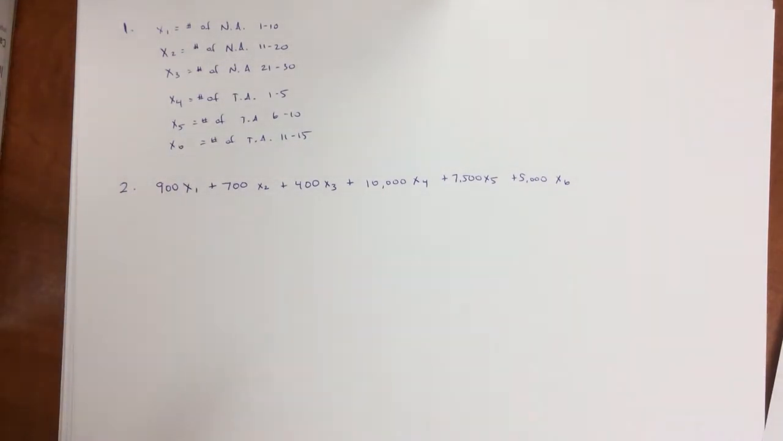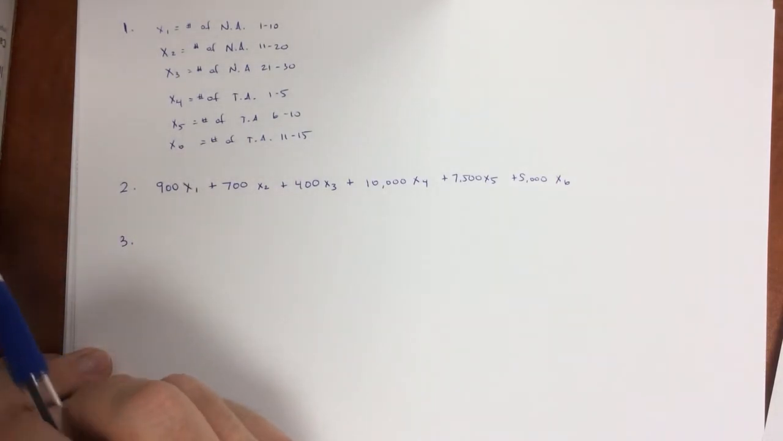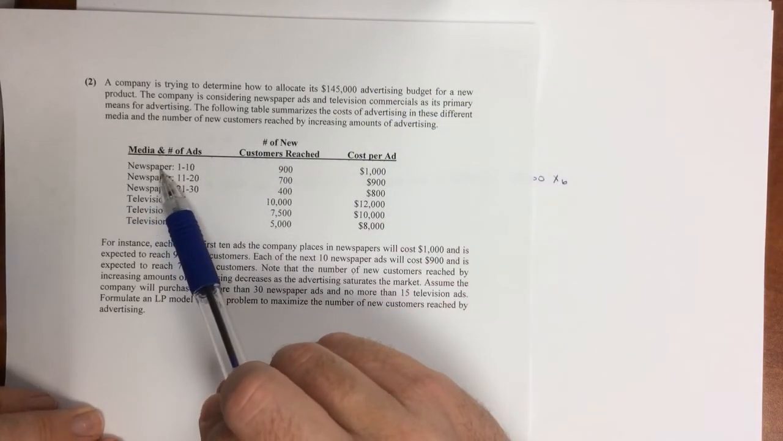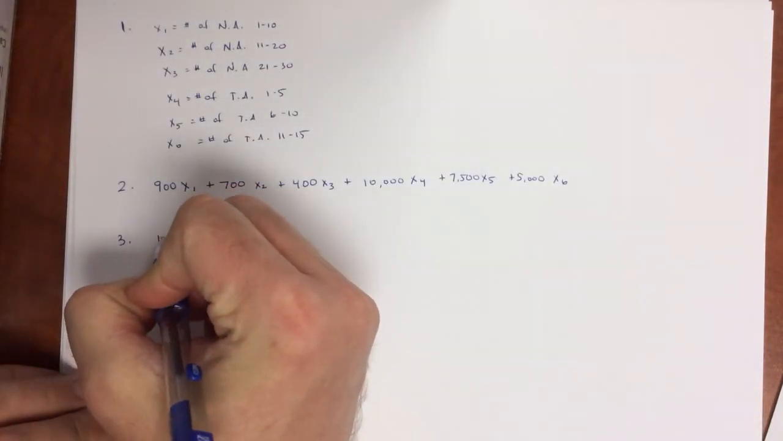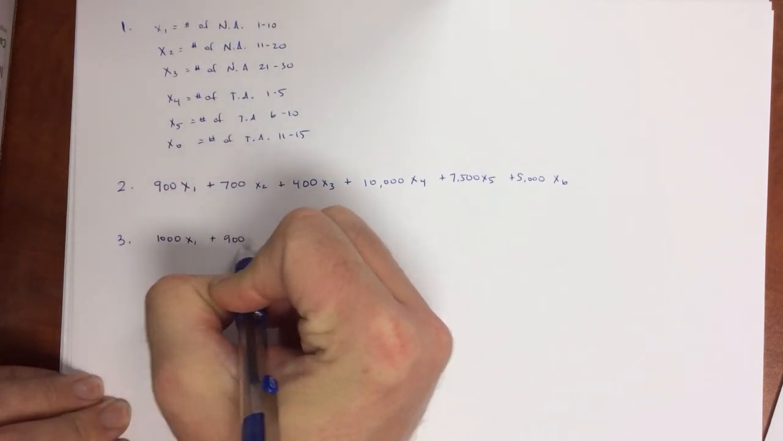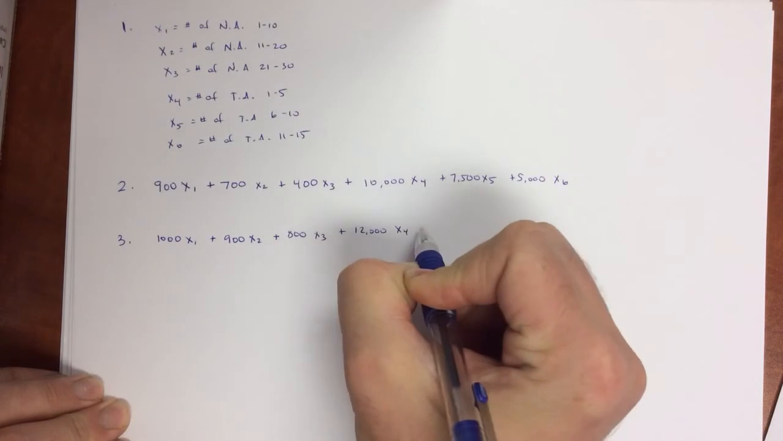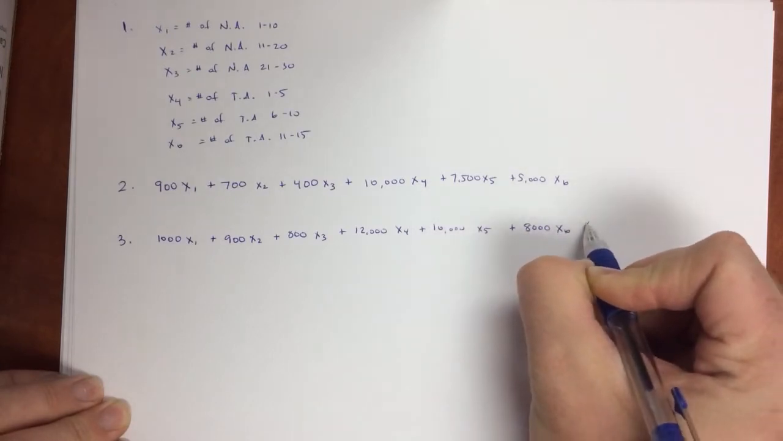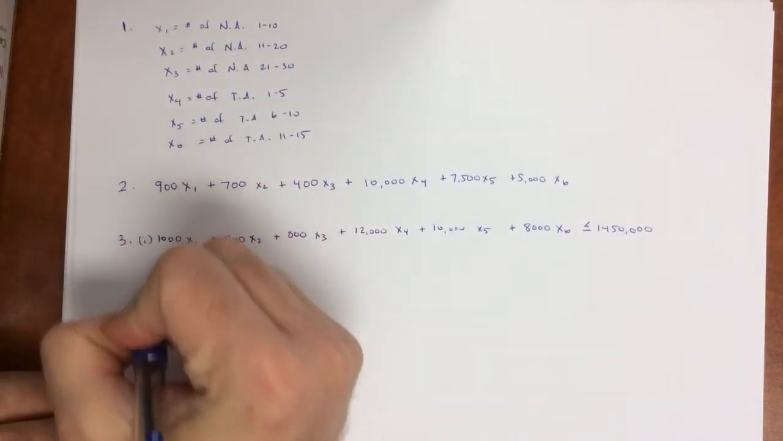Now let's think of our constraints. What are the constraints that you see within there? Well, the first constraint we think of is our budget constraint. There's a cost per ad, but we only have $145,000. So the number of ads we put in newspapers 1 through 10 at $1,000 per ad, as we add all these up, have to be less than or equal to 145,000. Here we get 1,000 x1 plus 900 x2 plus 800 x3 plus 12,000 x4 plus 10,000 x5 plus 8,000 x6 less than or equal to 145,000. That's our budget constraint. Put a little I here for the first constraint.